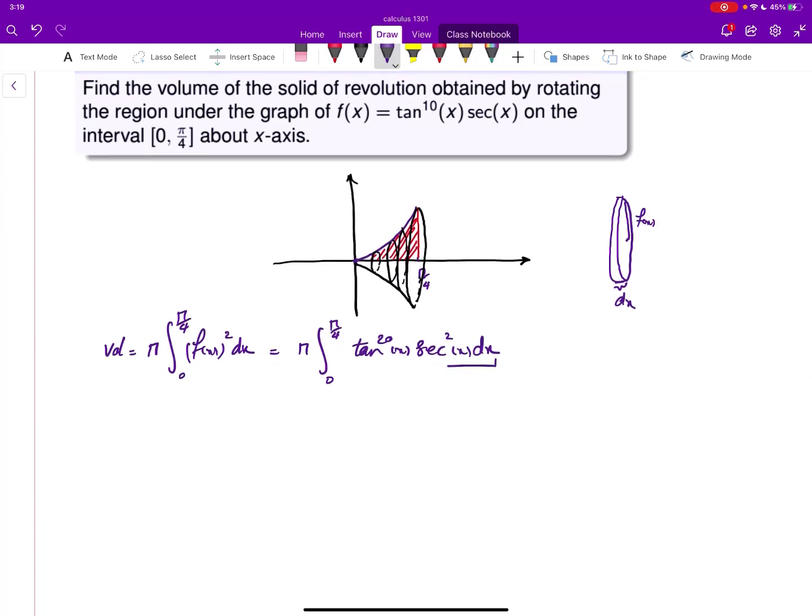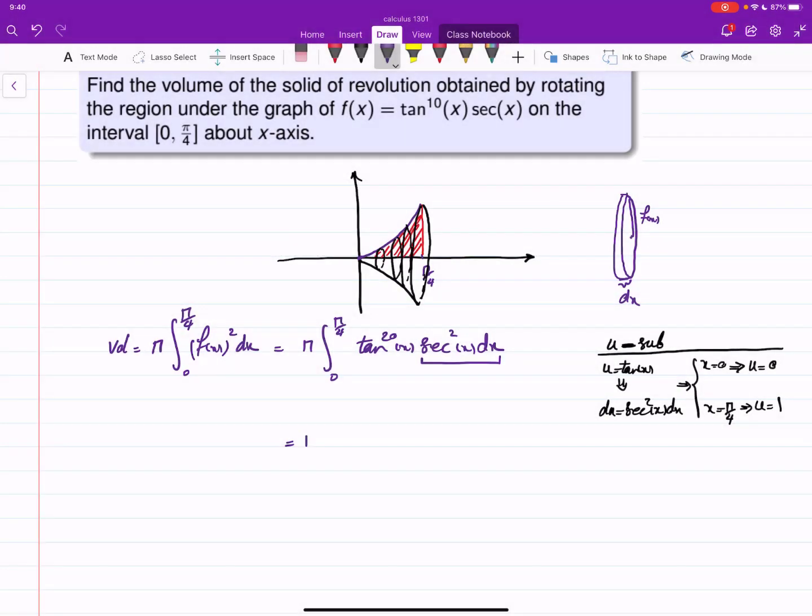Now I have secant squared x there, so u substitution can be applied right away. So u is tan x, so that du will be secant squared x dx, and since this is a definite integral, we have to change the limits as well. So this will be tan of 0 is 0, and tan of pi over 4 is 1.